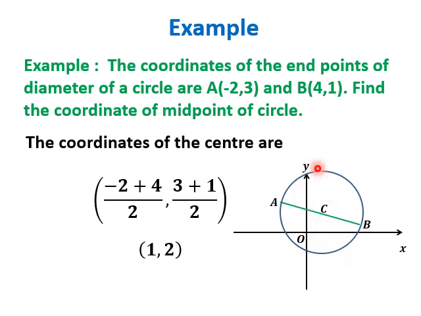For easy visualization, we have drawn the circle and defined points A and B. We want to compute the coordinates of the center C. The coordinates of the center are given by (x1 plus x2) by 2 and (y1 plus y2) by 2. So (-2 plus 4) by 2, that is 2 by 2, which is 1. Similarly, (3 plus 1) by 2 gives 2. The coordinates of the center are therefore 1, 2.